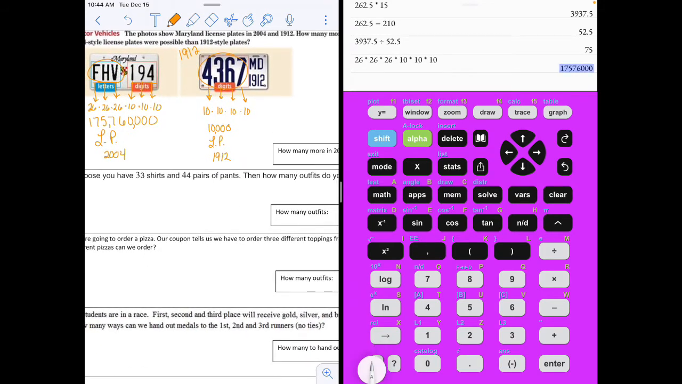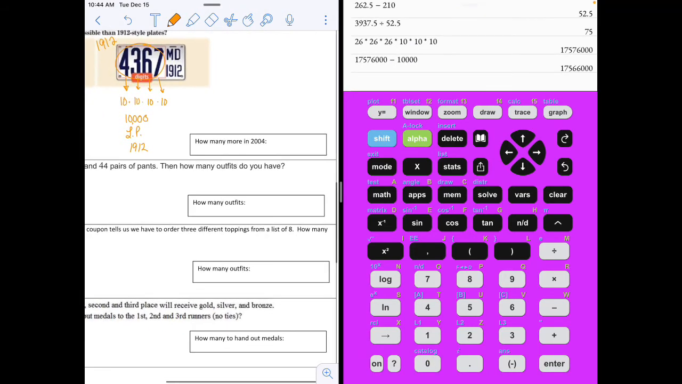So the question said, how many more were there in 2004? So we just take our answer that we got last time, subtract 10,000, and that's how many more license plates there were in 2004. So 17,566,000.